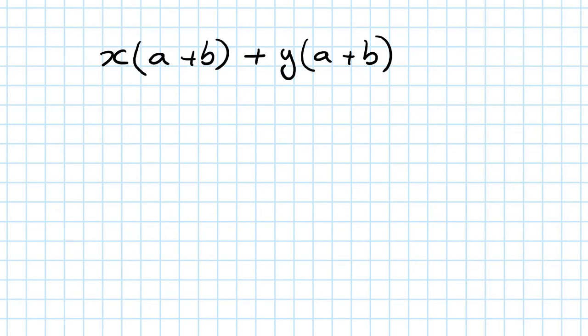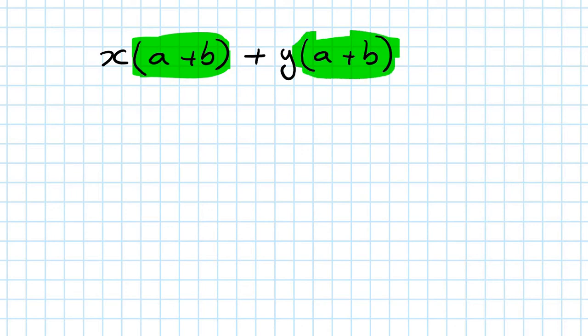Let's say x(a + b) + y(a + b), right? Now to factorize this, the common factor is this group here, (a + b), you see? So this is the common factor. Therefore we're going to take it out, which is equal to (a + b).